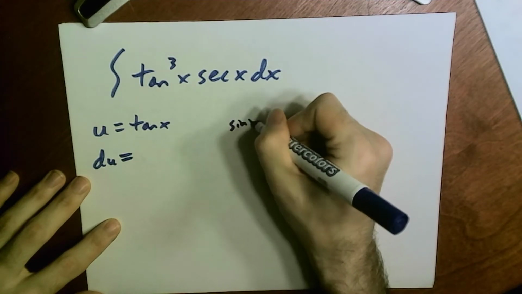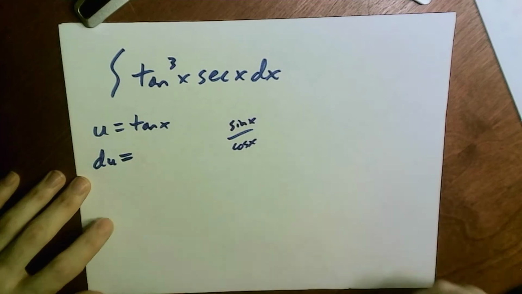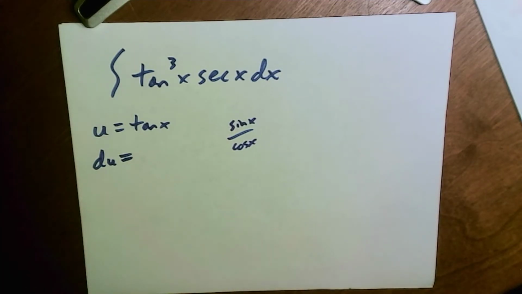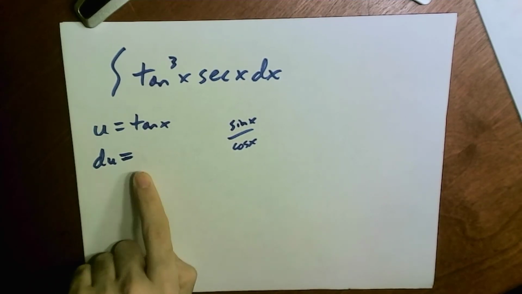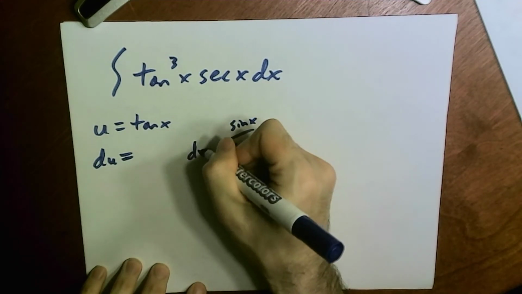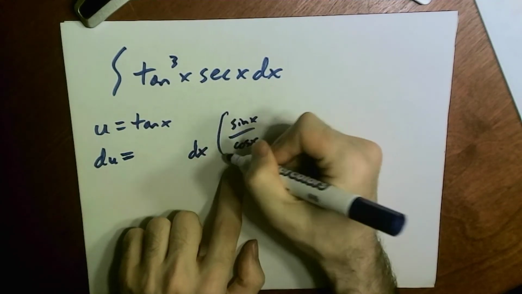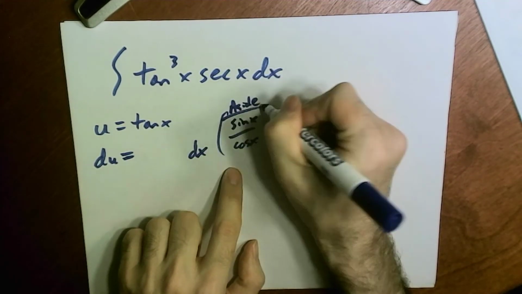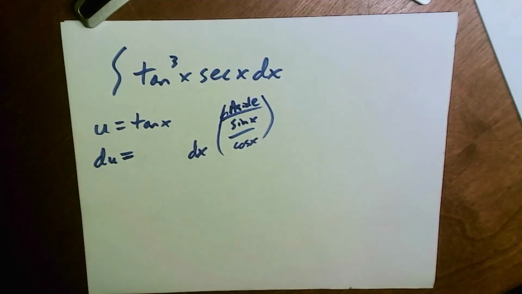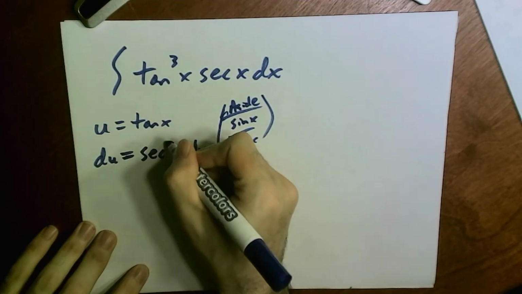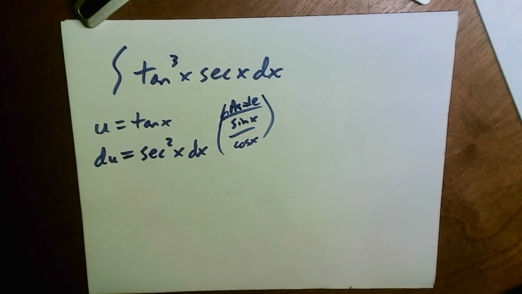Tangent is sine over cosine. So perform the appropriate quotient rule. Or if you'd rather use a product rule with a chain rule, cosine to the -1 you could do with a chain rule. Figure out the derivative of tangent yourself. If you've forgotten, that's okay, but figure it out yourself real quick. So what you get is secant squared. The derivative of tangent is secant squared.